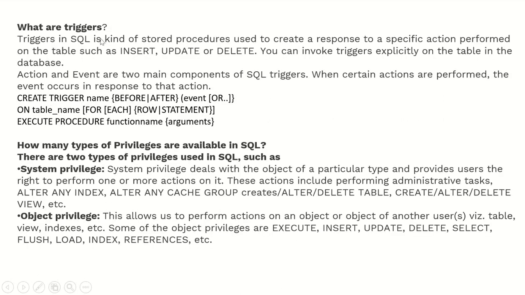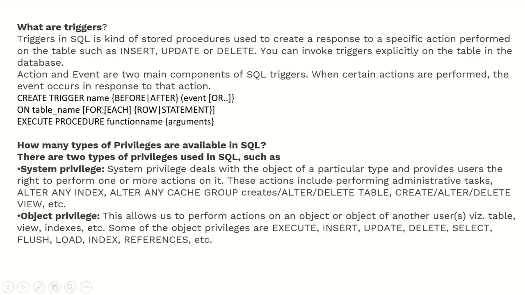And what are triggers? Triggers in SQL are a kind of stored procedure used to create a response to a specific action performed on the table, such as insert, update, delete. You can invoke triggers explicitly on the table in the database. Action and event are the two main components of SQL triggers. When certain actions are performed, the event occurs in response to that action.